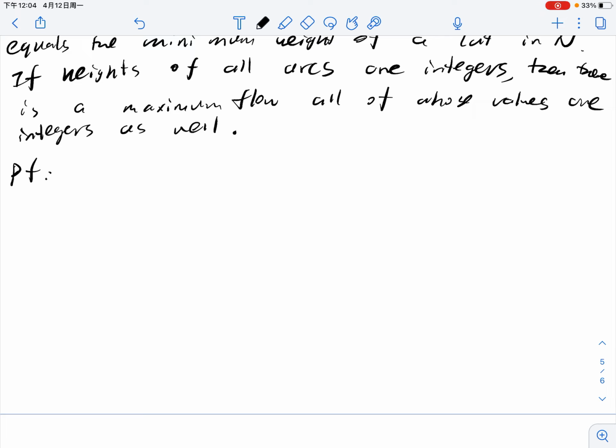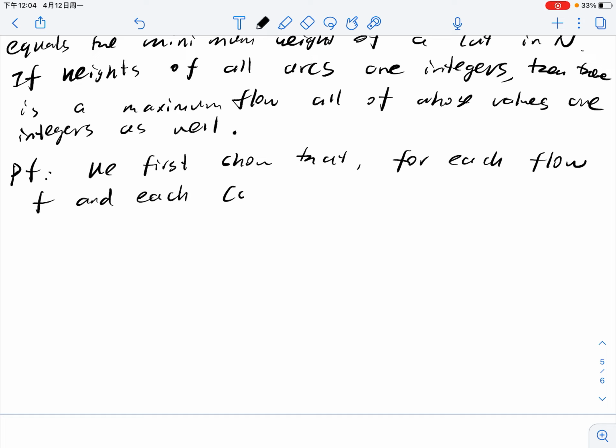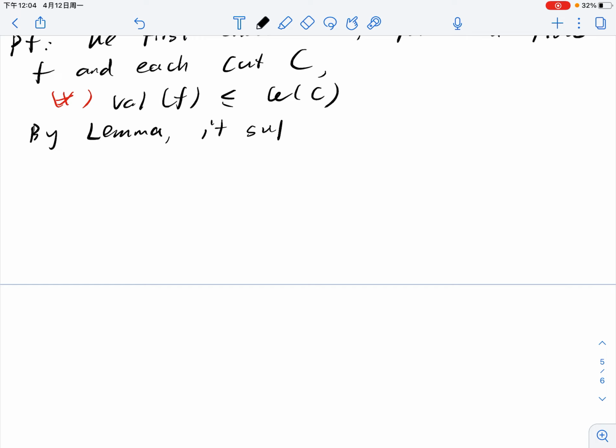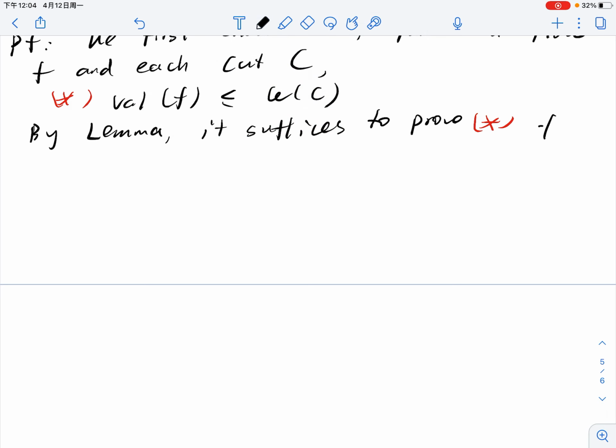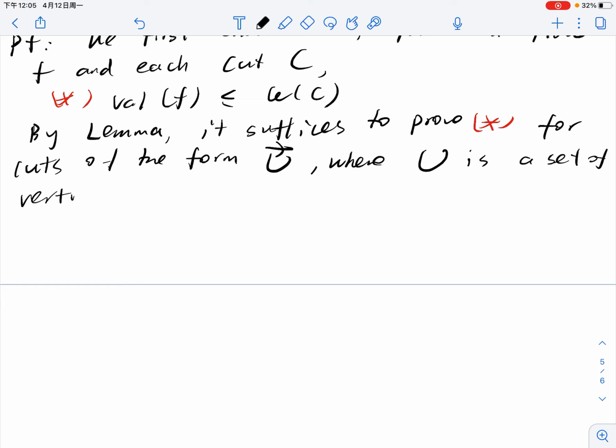So proof, we first show that for each flow F and each cut C, value of F is less than or equal to weight of C. So by the lemma above, it suffices to prove star for cuts of the form U right arrow, where U is a set of vertices with S in it and T is outside it.